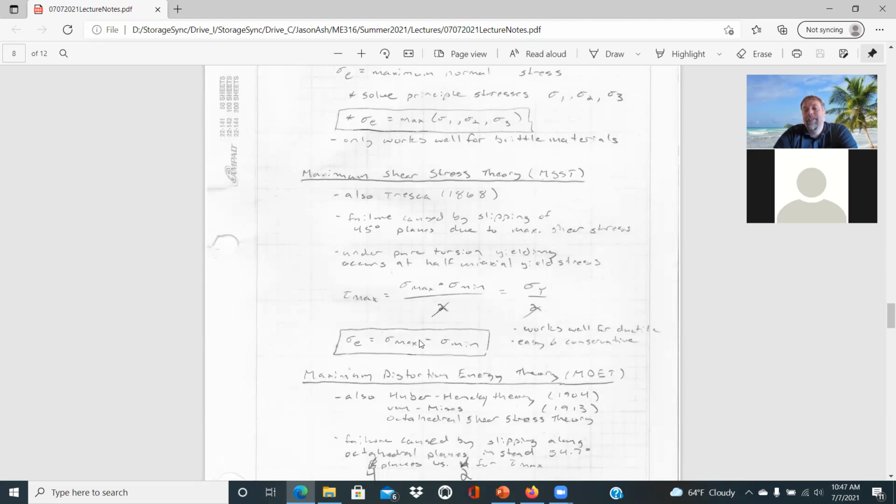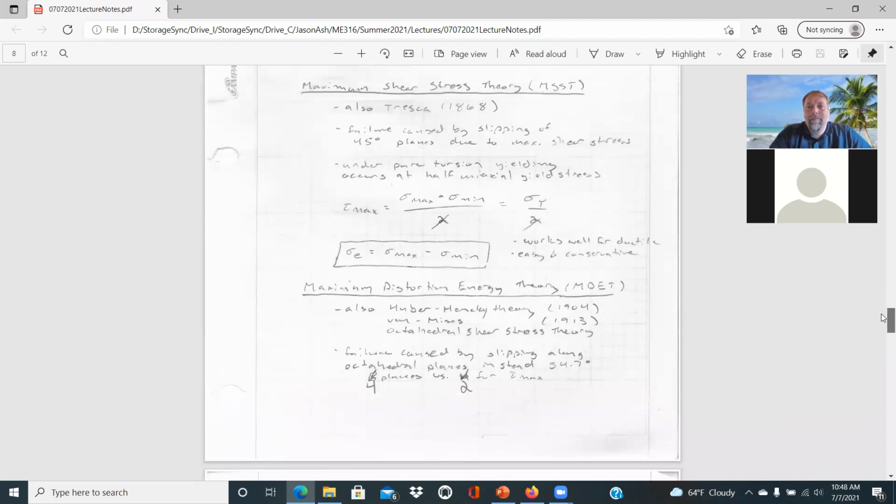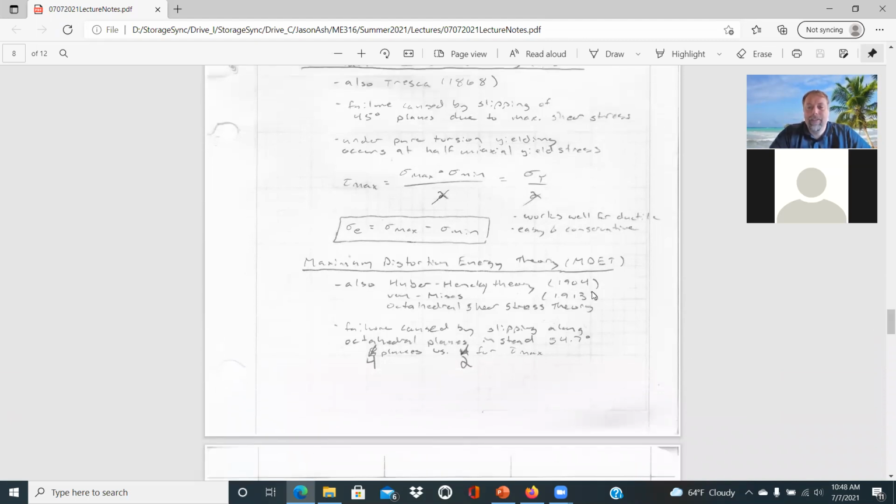One, it's easy to use. All you need to know is the principal stresses, and you can figure out what sigma E is. And then it's conservative as well. It gives you a conservative estimate on the strength of the material, so lower than what it actually is. And so you have kind of a built-in factor of safety there with the maximum shear stress theory. Maximum distortion energy theory. This is a bit later, in the early 1900s.